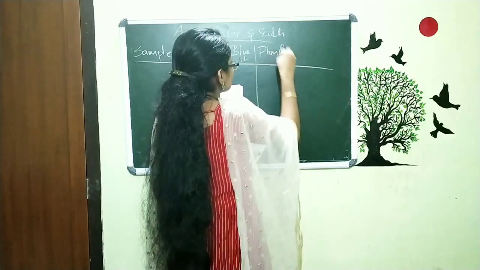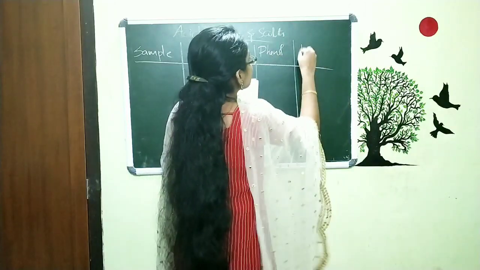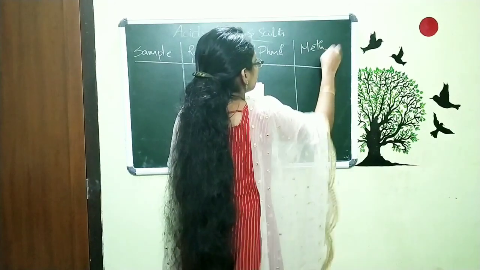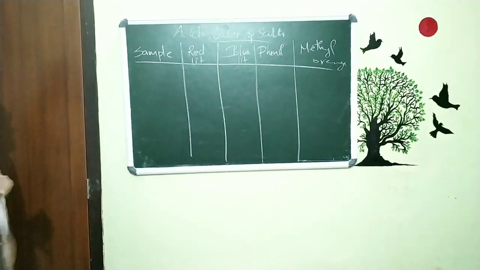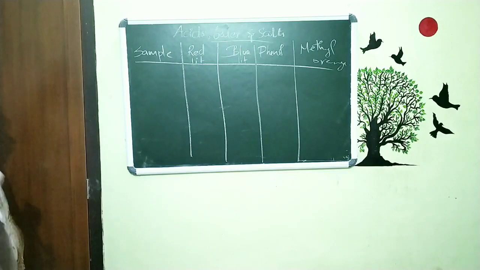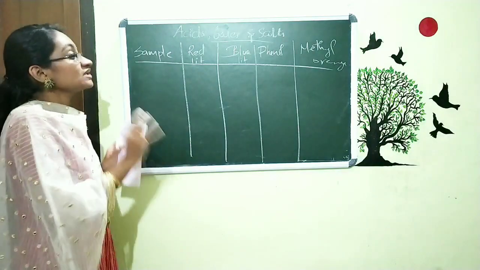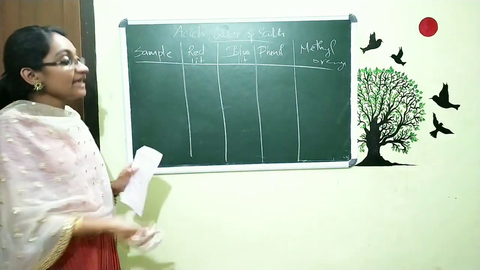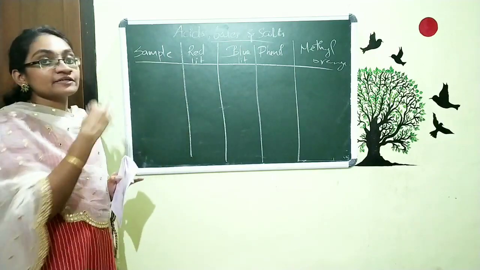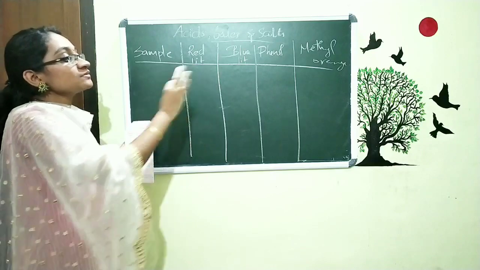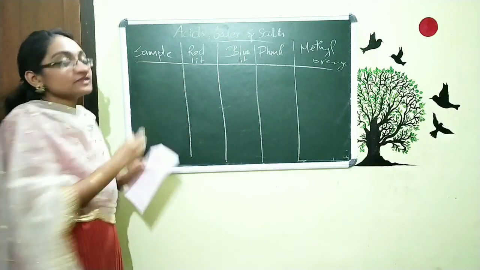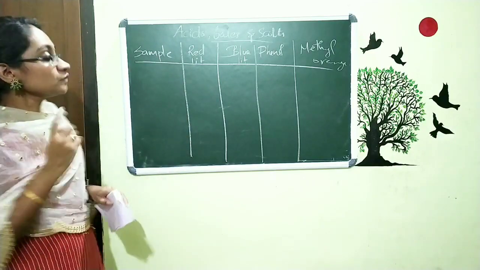Phenolphthalein and methyl orange. So this is our table, and we are checking what result we get when we add acid to this, when we add base to this, and when we add neutral to this. That is the thing we are going to look at here.